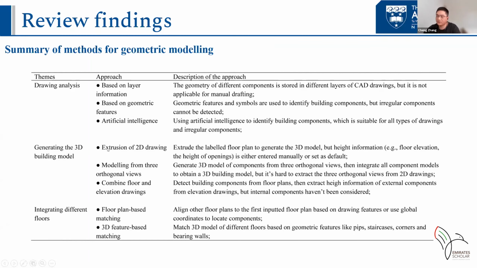The second theme is generating the 3D building model. The first method is extrusion of 2D drawings, like extruding the labeled floor plan to generate the 3D model, but the height information, like the floor elevation and the height of openings, is either set as default or entered manually. The second method is modeling from 3 orthogonal views, like creating a 3D model for each component based on the 3 orthogonal views, and then combining these component models to get a 3D building model. However, it is difficult to extract the 3 orthogonal views for all the components from the 2D drawings.